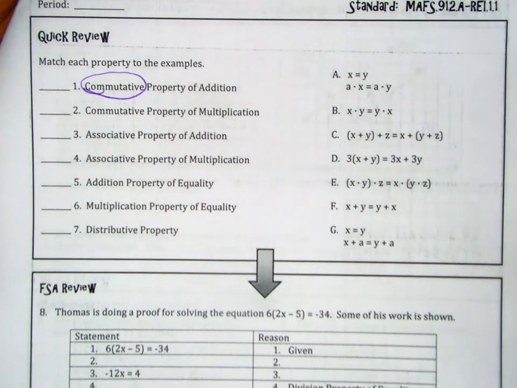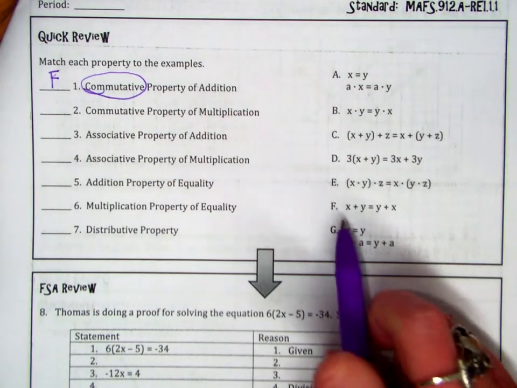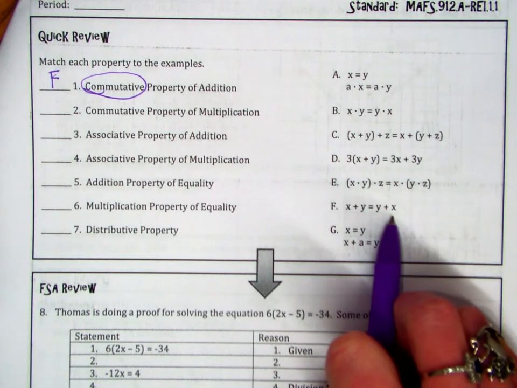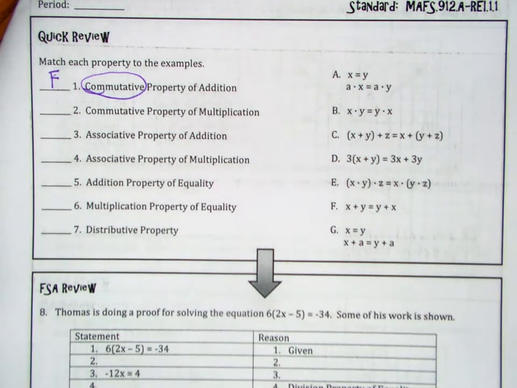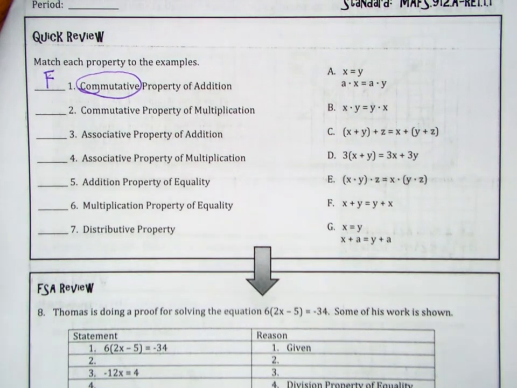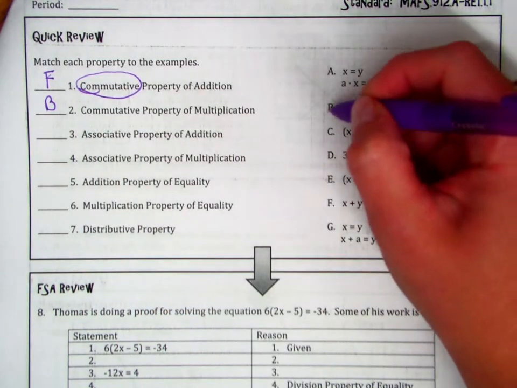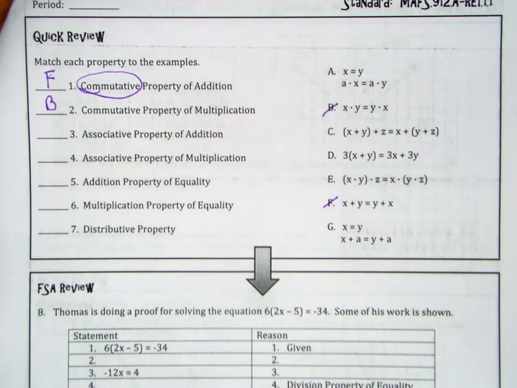So the commutative property of addition can be represented by F. If you notice, it's x plus y equals y plus x. So they commuted, or moved to a different position. Then that means that the commutative property of multiplication is B. So we can say goodbye to those.